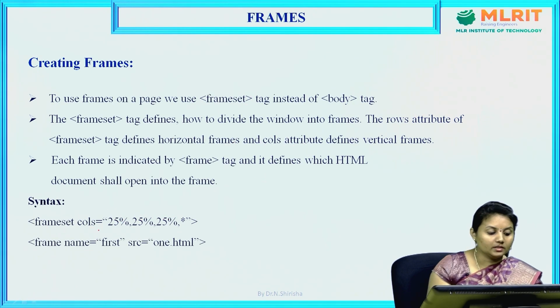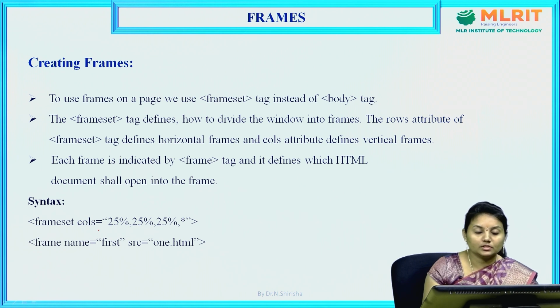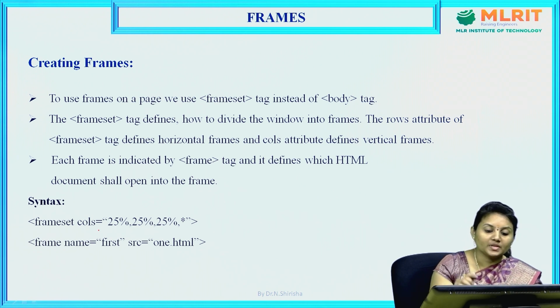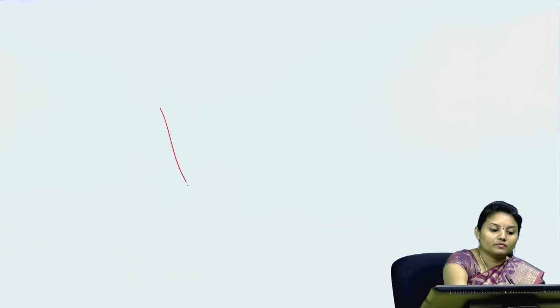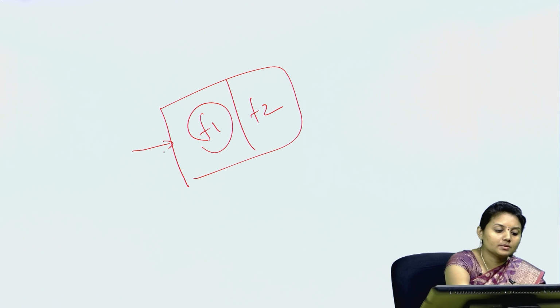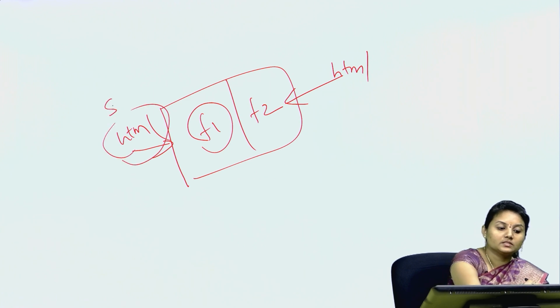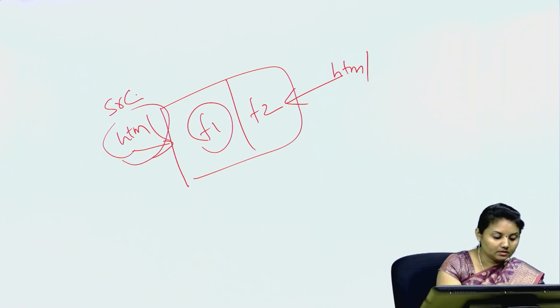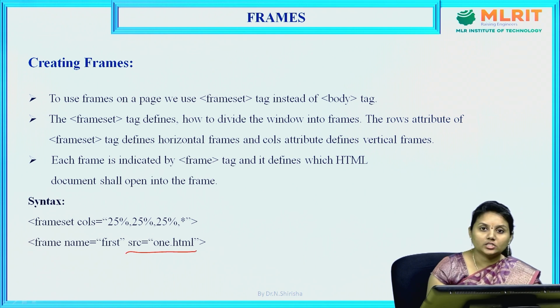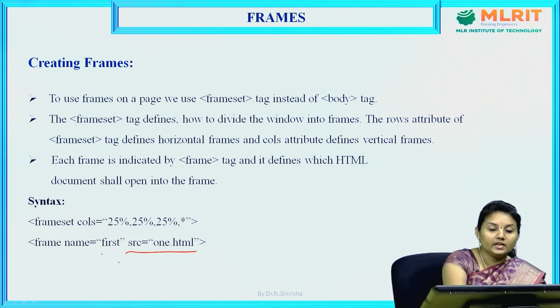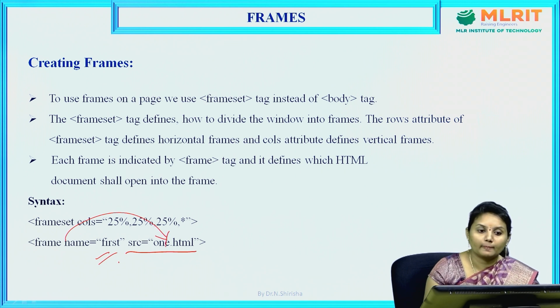Then frame name equals to first, src equals to 1.html. As I told you, when you are giving frame 1, frame 2, each is given a separate HTML. So this is given as a source: src equal to 1.html. This is the external file. Name is nothing but the name that is given for your external HTML source.